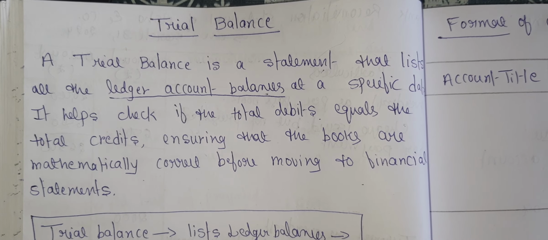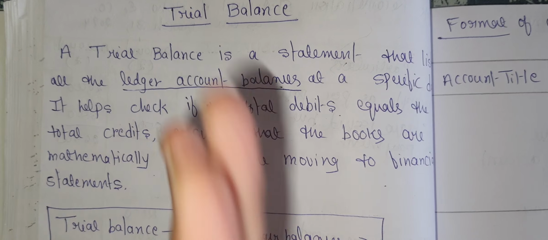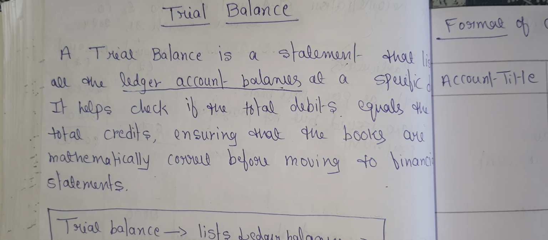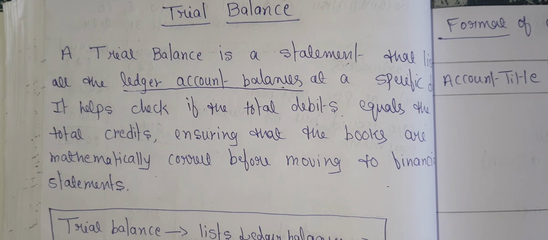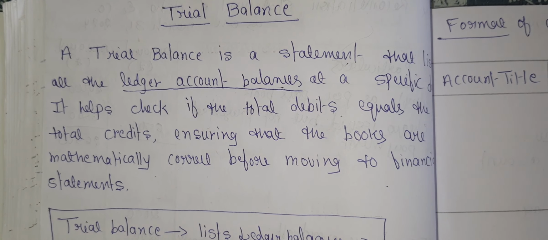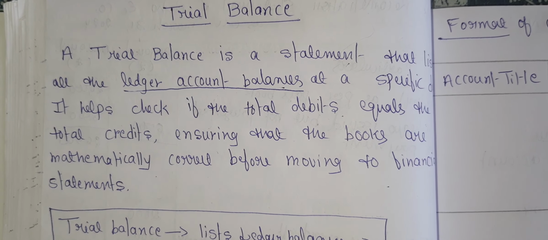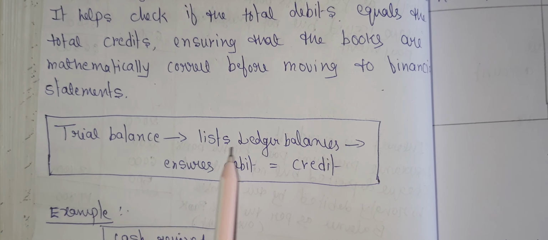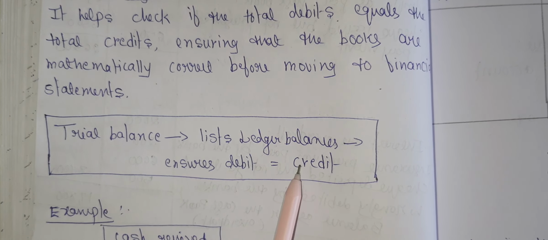So trial balance is a tool for verifying the correctness of debit and credit amounts. We prepare it after posting into the ledger. First we identify the financial transactions, then we record them in the journal and post these entries to the ledger. After that we prepare the trial balance. So trial balance is nothing but a list of ledger balances, and after that we have to ensure debit equals credit.